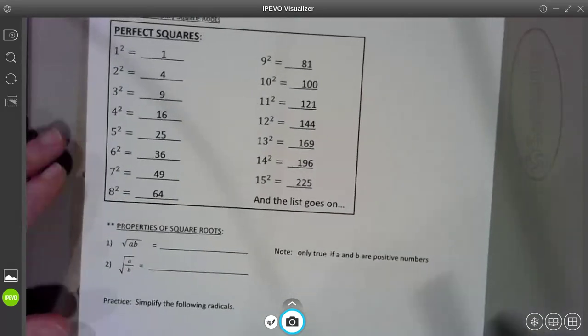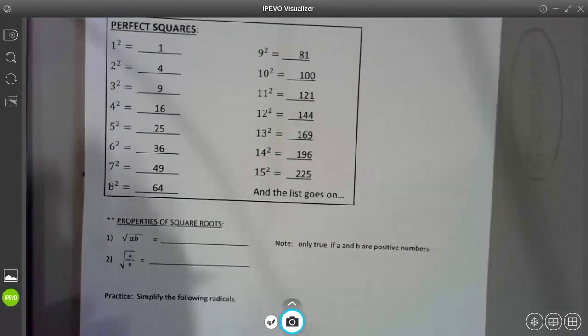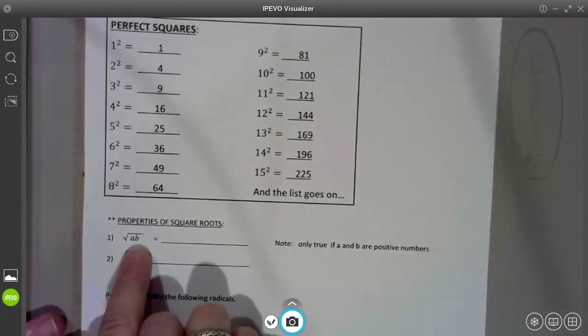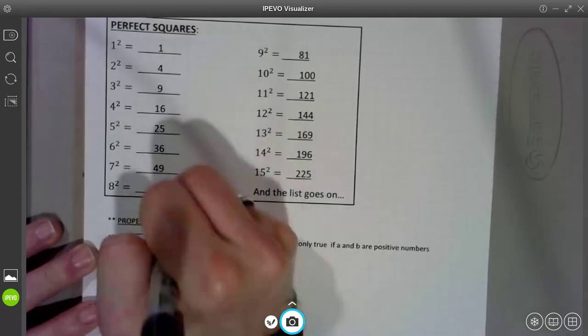So in order to simplify a square root, you have to know these two properties. These are two things that you're allowed to do with square roots. If you have the square root of a times b all under one square root attached by multiplication, you're allowed to split that into two separate square roots.